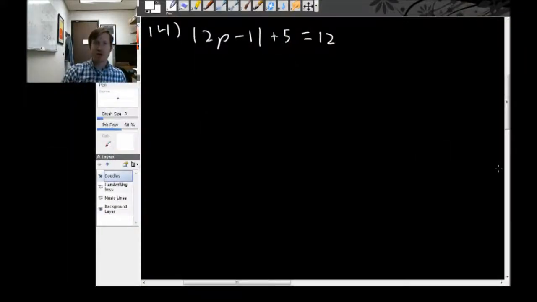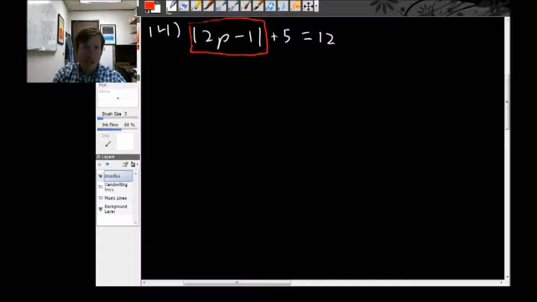All right, finally number 14 and 15 from the old final exam for Math 084. Here's 14: absolute value of 2p minus 1, plus 5, equals 12. We're solving for p here, and the key to solving an equation with an absolute value in it is to first isolate the part with the absolute value. So this part here, we're going to get this part by itself first.